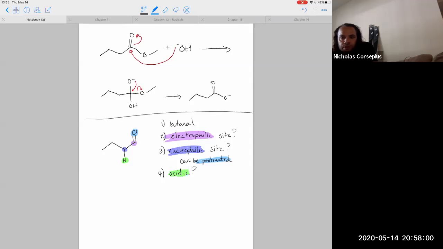I don't know what the fifth one is. I didn't really count a certain number. But bottom line is when you look at these types of compounds, you want to remember all these various features. We have an electrophilic site. We also have a nucleophilic site. We have a relatively acidic hydrogen. And we have an oxygen that's willing to accept a proton in strong acid.